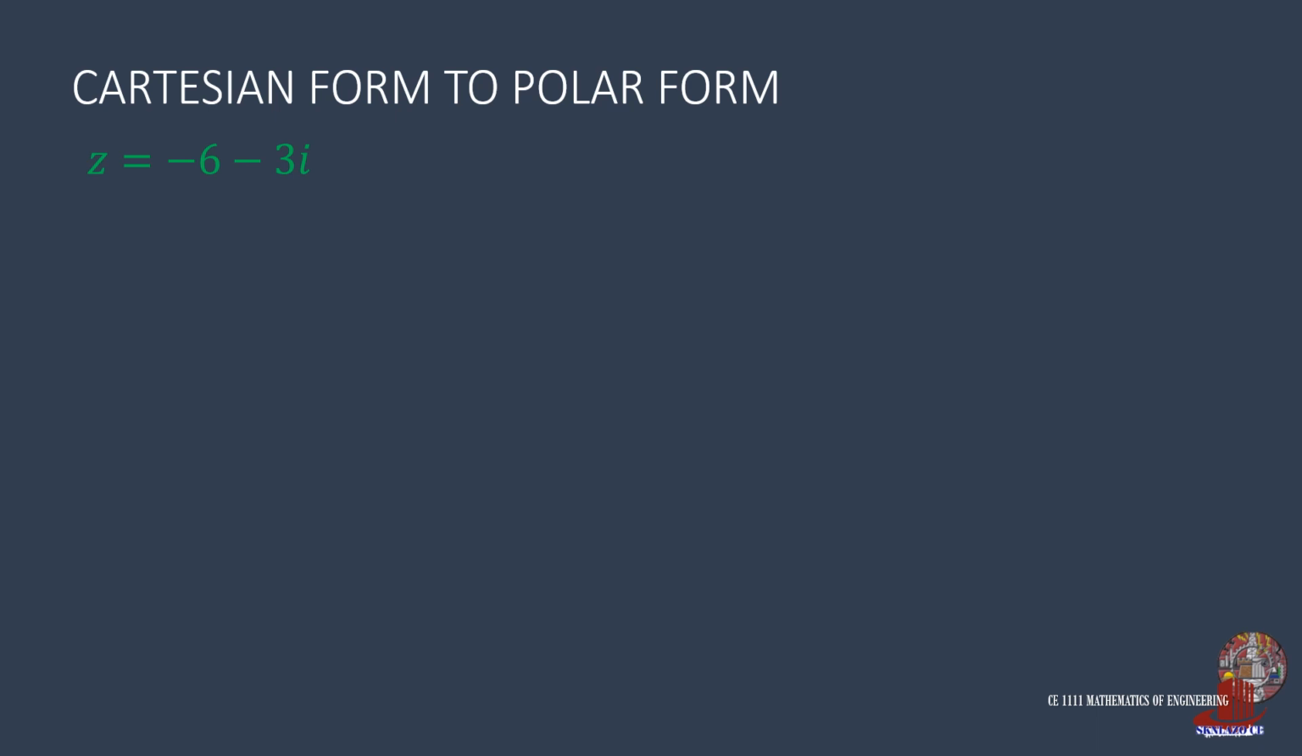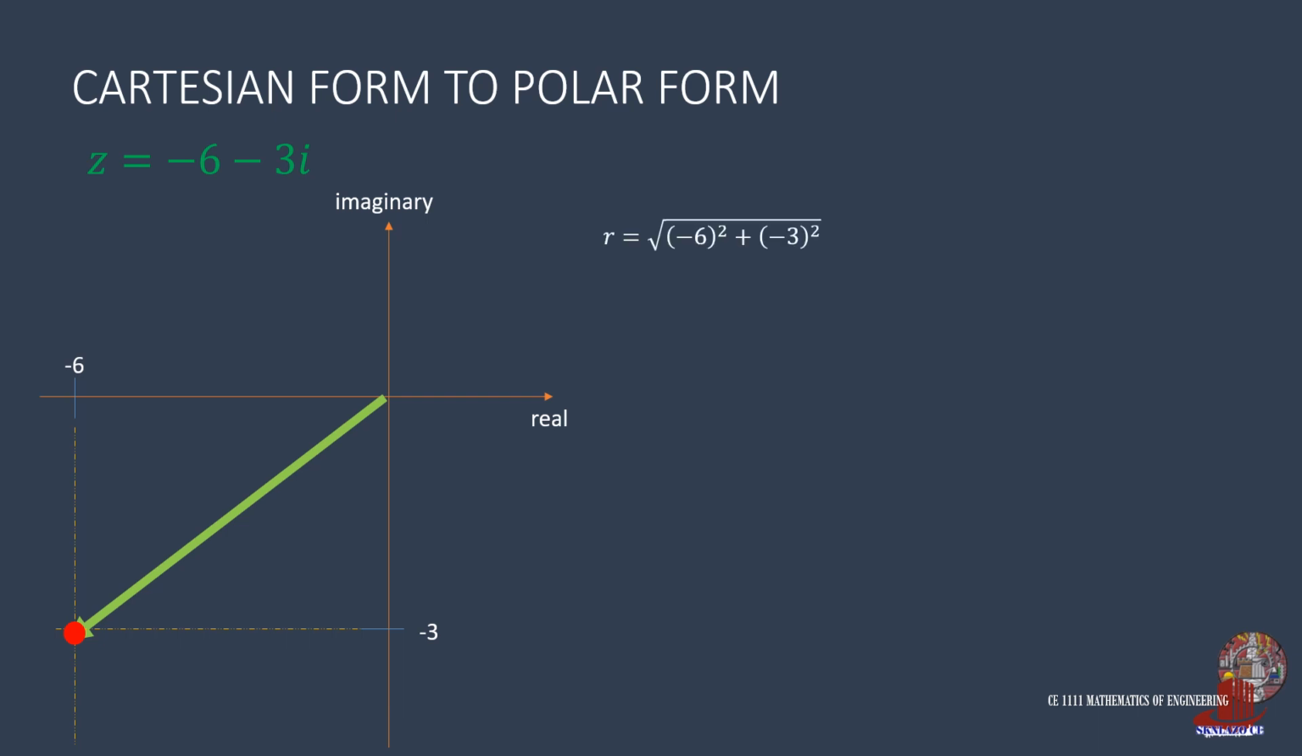Take a look at this next example with z as -6 minus 3i. By drawing the x-coordinate as -6 and y-coordinate as -3, we get a vector in the third quadrant. The magnitude is then solved as the root of -6 squared plus -3 squared, simplified as the root of 36 plus 9, making the root of 45. This is the same as 3 root of 5.